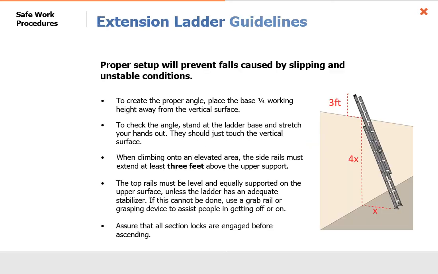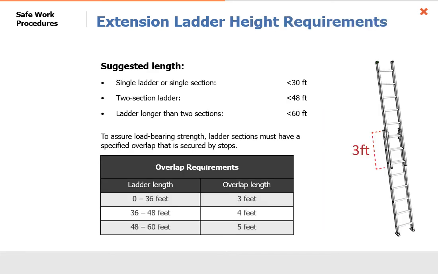Extension ladder guidelines. Proper setup will prevent falls caused by slipping and unstable conditions. The main takeaway from this is climbing onto an elevated area. The side rails must extend at least 3 feet above the upper support to help the person exit and enter the ladder. Here's a chart for overlap requirements and suggested length.